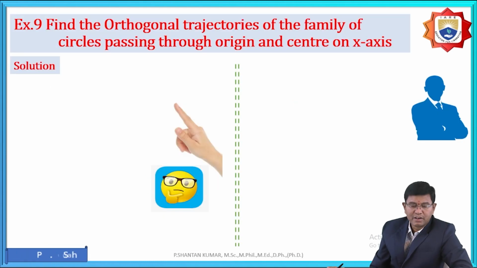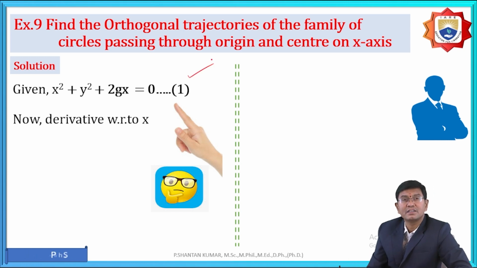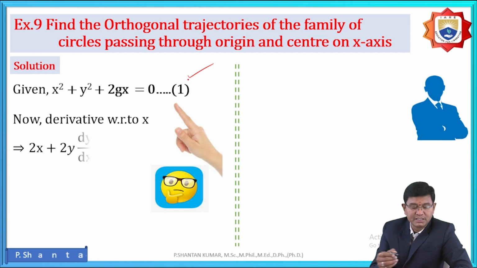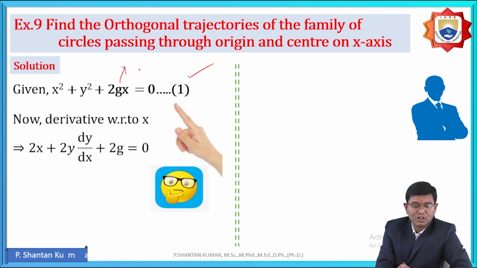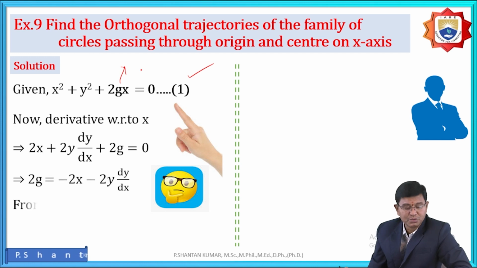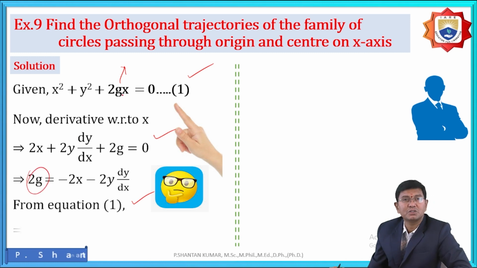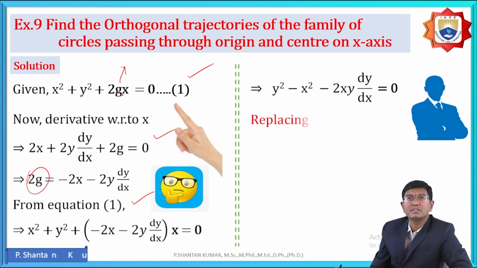Next one, find the orthogonal trajectory of the family passing through the origin. First we need to understand this is the equation of a circle with center on the x-axis. Here also g is one constant. We need to eliminate g by differentiating with respect to x only. That is 2x plus conditions, and here we obtain 2g. That value can be replaced in equation 1. Therefore, the equation is like this.